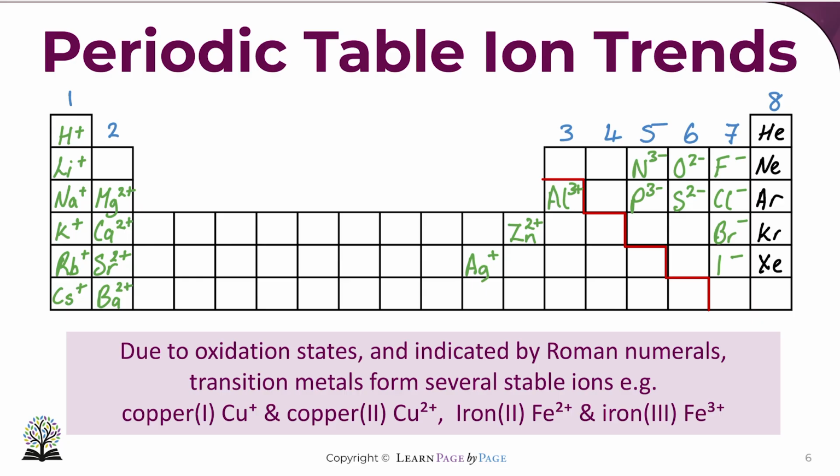Now others vary. Copper, we have copper(I), that's a 1+ ion, and we have copper(II), that's a 2+ ion. And you notice the brackets here with the Roman numerals, and that is because, like I said about oxidation states, due to oxidation states and indicated by Roman numerals, transition metals form several stable ions. These are the 2 ones I think it's worth us knowing. Maybe we can make a note of those. We've got Cu+, Cu2+, and then we'll do iron, 2+ and 3+.